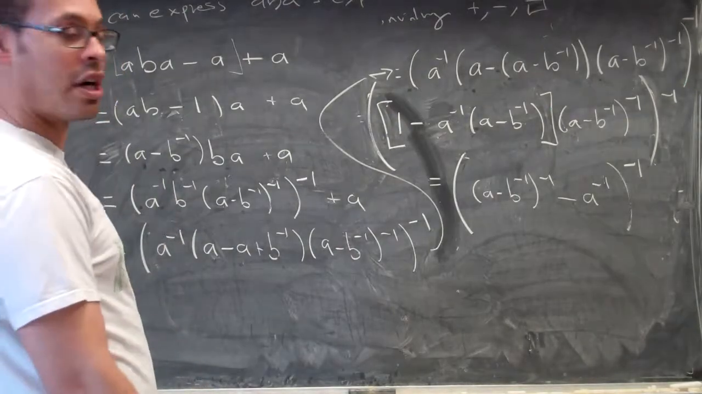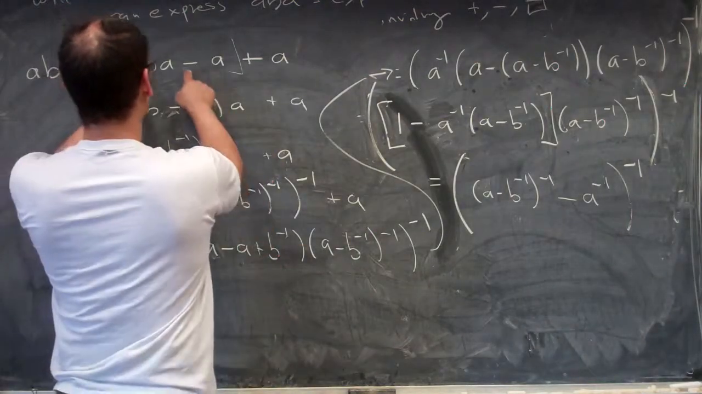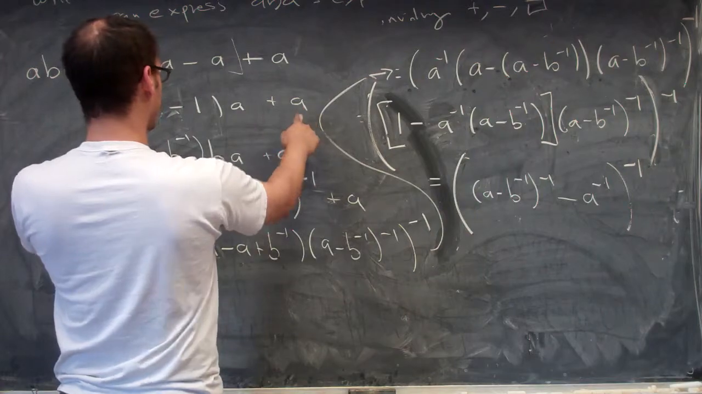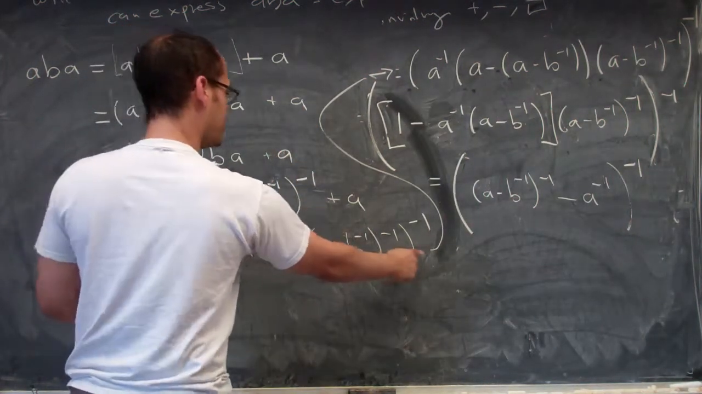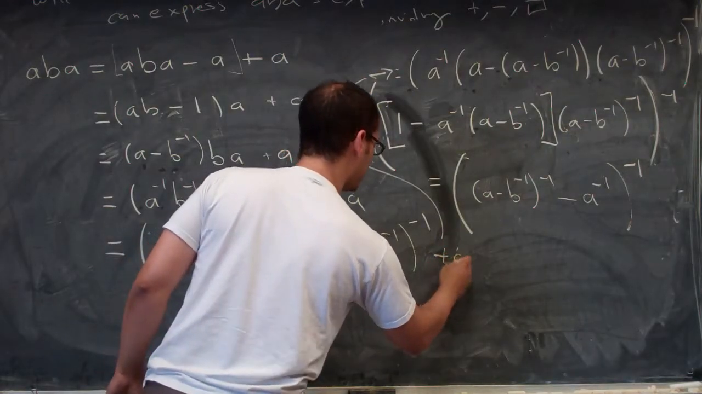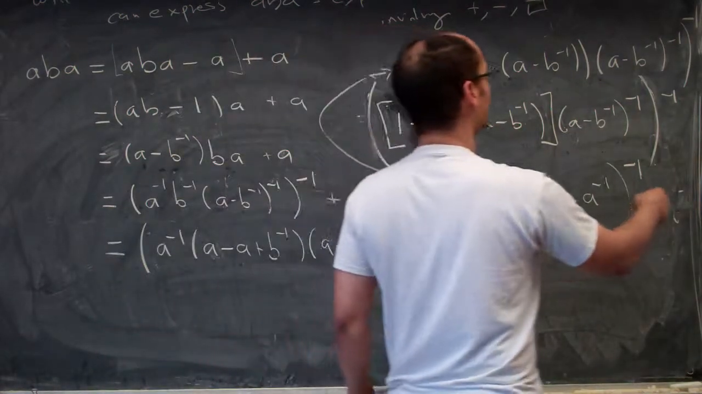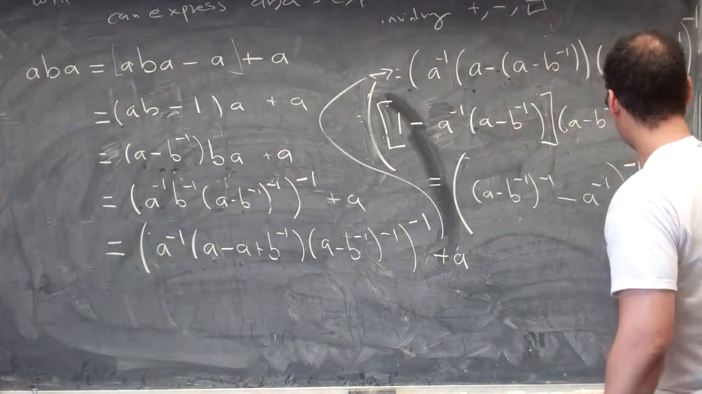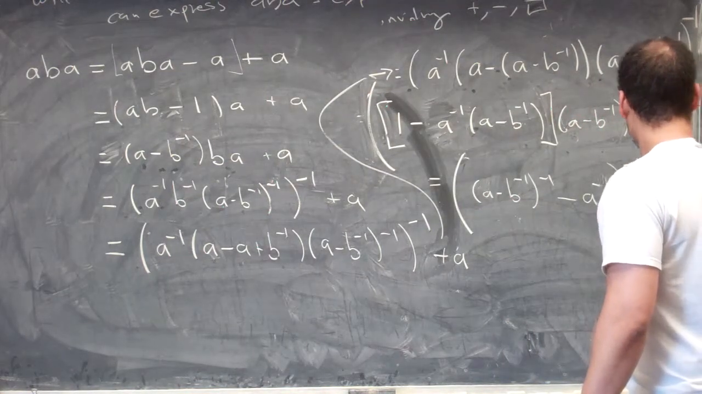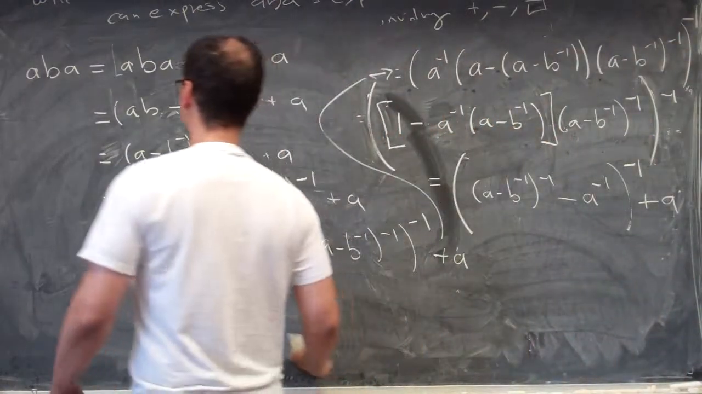Whoops, I dropped my A. I had this thing plus A, this thing plus A, I still had my plus A, but I rewrote this thing, and I forgot my plus A. So there's a plus A there, it's this thing plus A. Altogether, what have we shown?